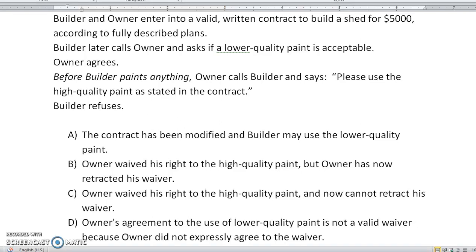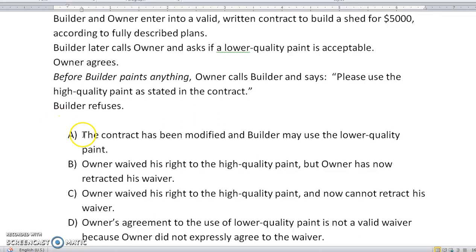Let's take a look at a contracts question. Builder and owner enter into a valid written contract to build a shed for $5,000 according to fully described plans. Builder later calls owner and asks if a lower quality paint is acceptable. Owner agrees. Before builder paints anything, owner calls builder and says, "Please use the high quality paint as stated in the contract." Builder refuses. Which of the following is most correct?